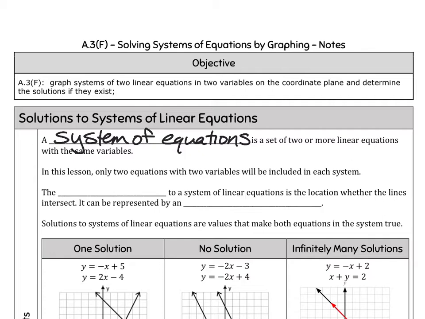Make sure that these equations have the same variables. So if we have a system with A's and B's, your system needs to have A's and B's. Most of them will have X's and Y's, though, because that's what we use for equations. Now, what's important here, the new vocabulary word, is called the solution to a system of equations. We're going to be looking for that word a lot today.